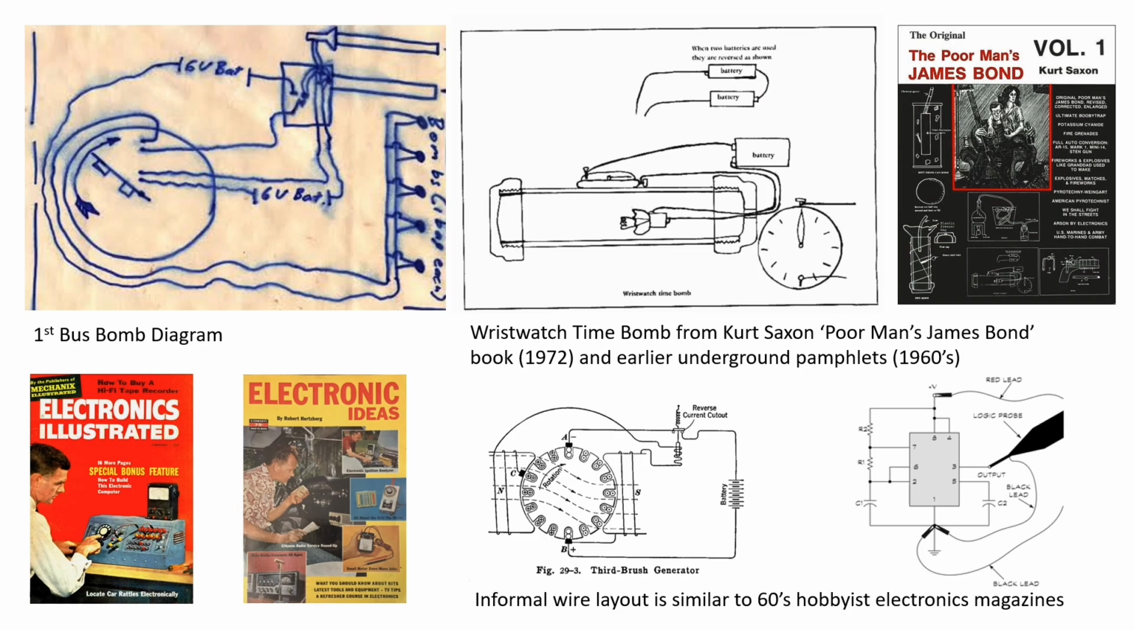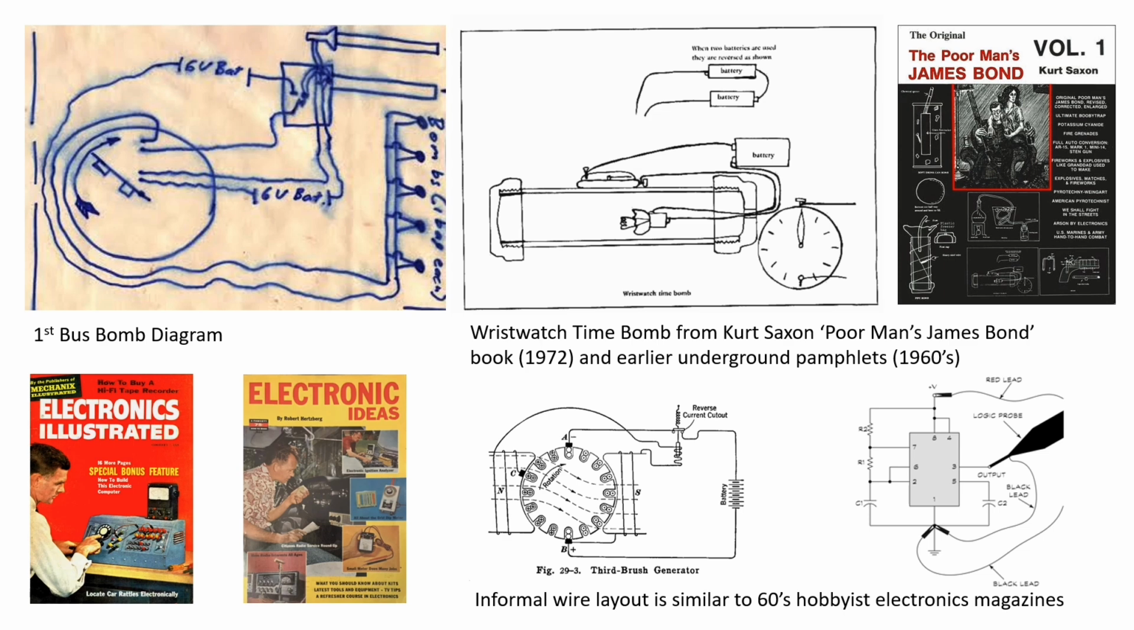Now, when we have a look at the actual bomb, I'm not a bomb expert and nor am I an electrical engineer, but I have started doing a bit of digging around this and just interrogating whether this could actually work or not. So a lot of people are familiar with this sketch here or diagram, which comes from Kurt Saxon's Poor Man's James Bond. Now, this book is a compilation of different articles and, I guess, contraptions that you could make.